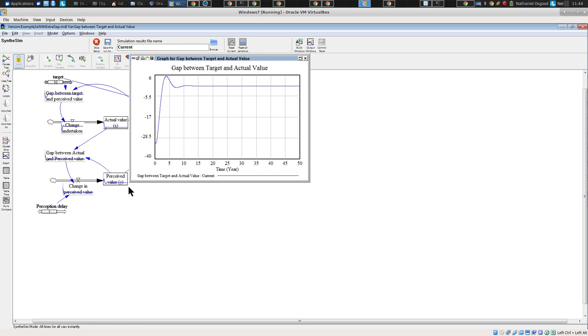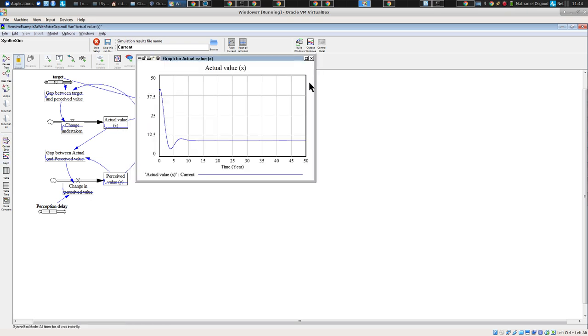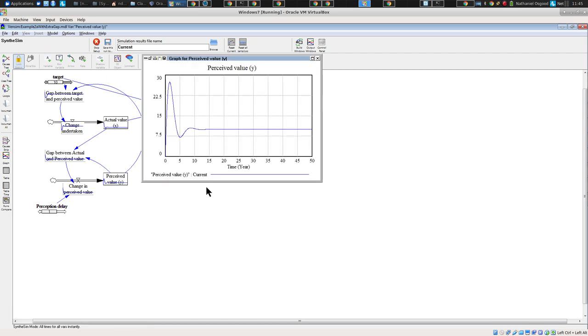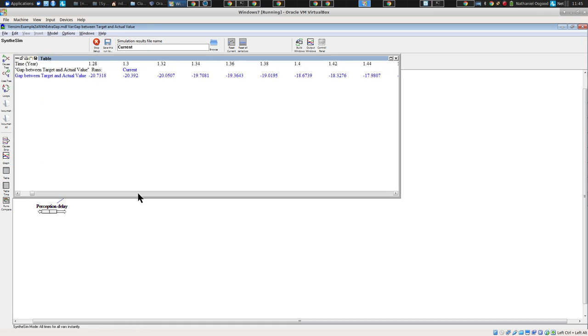Here's the gap between the target and the actual value, okay? Let's go see what the actual value is over time. Well, we just saw it, right? That's the actual value. That approaches what? 10. Approaches the target. What is the perceived value? Approaches 10? Okay, so this is interesting. If this approaches 10, and that is 10, why is this? I think it is approaching zero. It's non-obvious on the axis. I think that's right. Yeah, it's approaching zero.